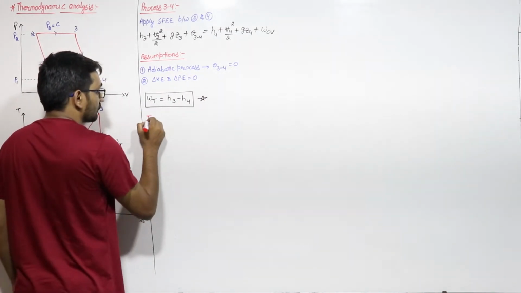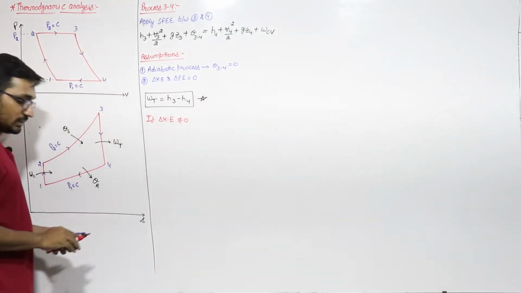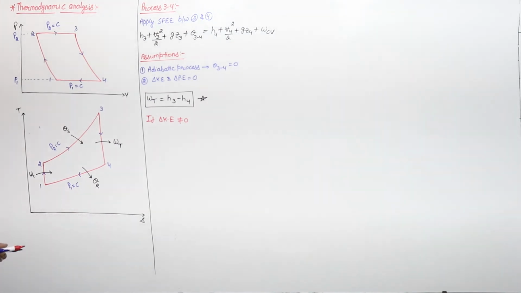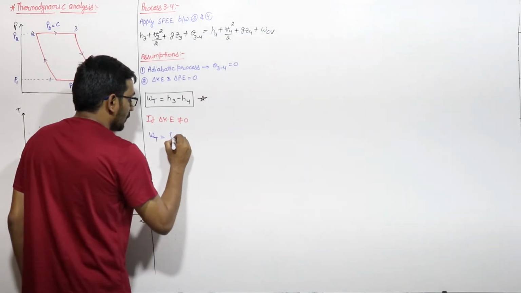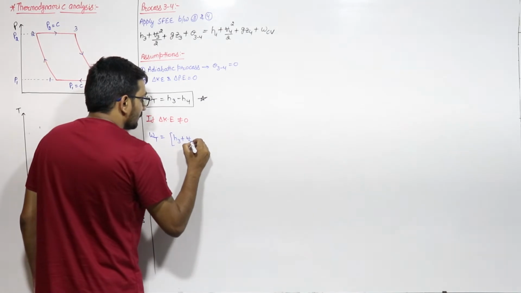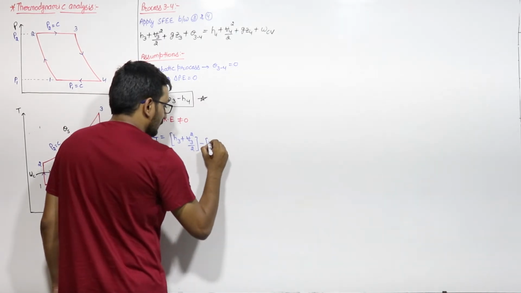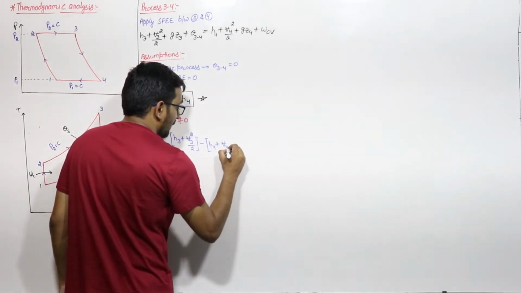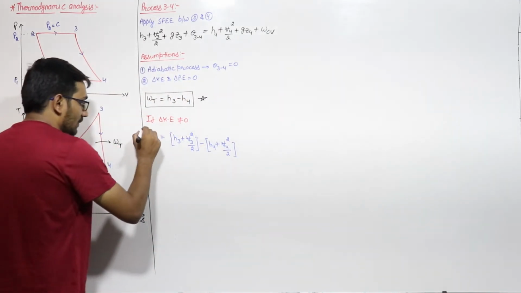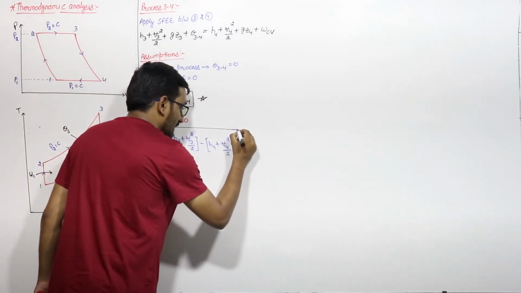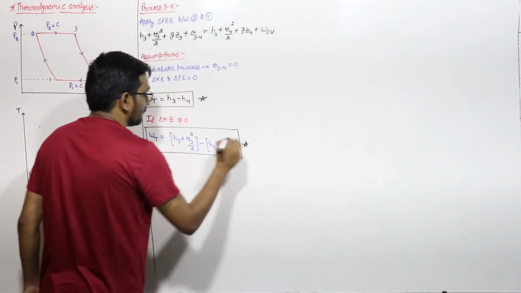Now if changes in kinetic energy are not equal to 0, if the velocity values at points 3 and 4 are given, then you have to write work done by the turbine will be equal to H3 plus V3 square by 2 minus of H4 plus V4 square by 2. You have to write this equation if velocity values are given in the question. This formula is written when velocity values are given at points 3 and 4.